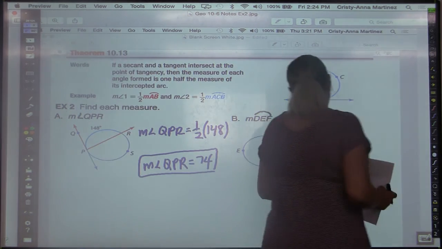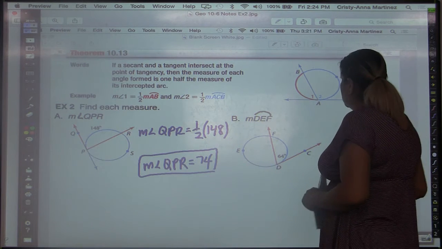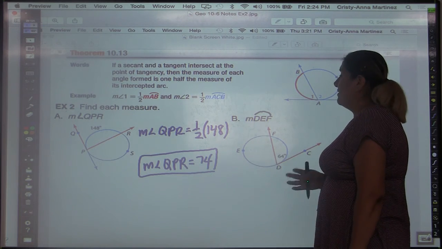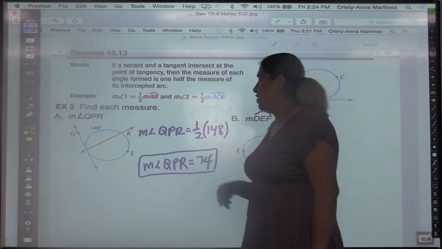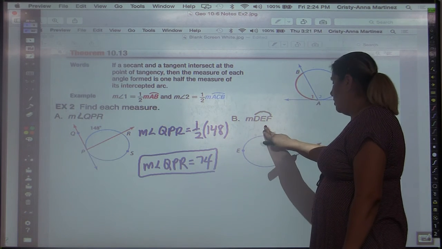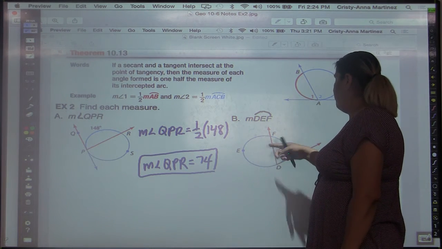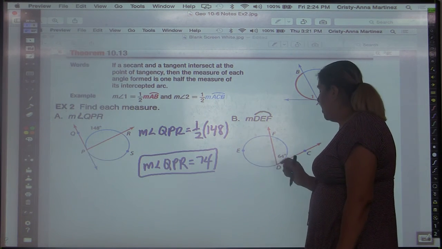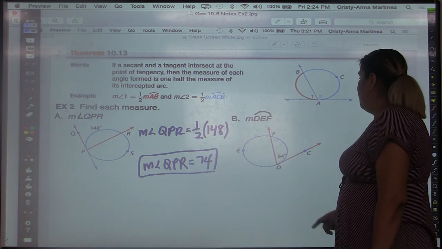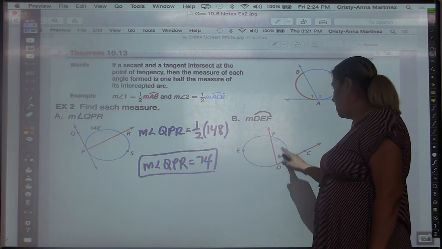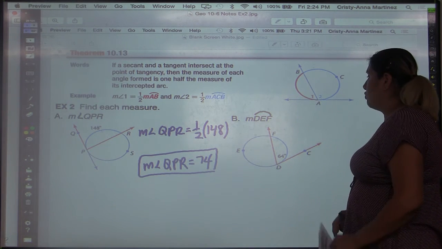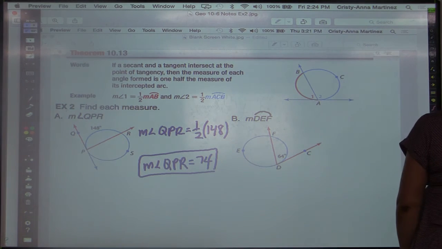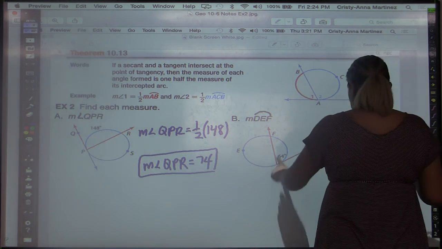In part B, they want us to find the measurement of DEF, so D to E to F. But this time, unlike part A where they wanted the angle measure, they actually want us to find the arc measure. But again, they didn't give us the angle that's on this side to just do 1/2 of that. We have to first figure out the arc on this side, which is FD, and then we can take 360, because we know that the entire circle would be 360, and we can subtract the measurement of FD.